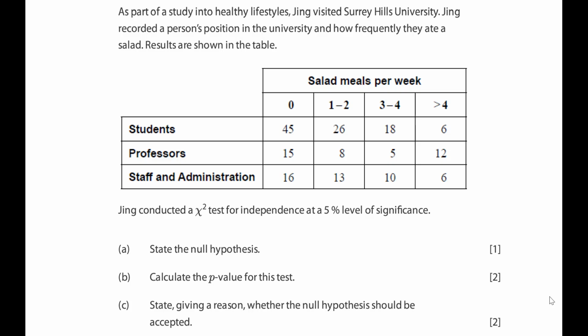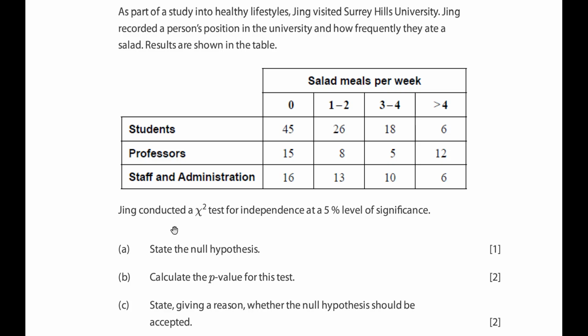Okay, in this video we are going to see how to use the calculator to conduct a chi-square test for independence. So, if we are faced with this exercise where we are asked whether the number of salad meals is independent from the position of the person in the university, meaning whether they are students, professors, or administration, and we are asked to conduct a chi-square test for independence.